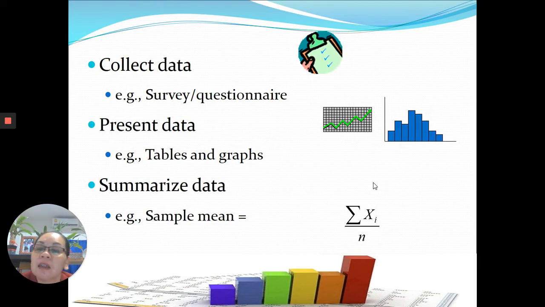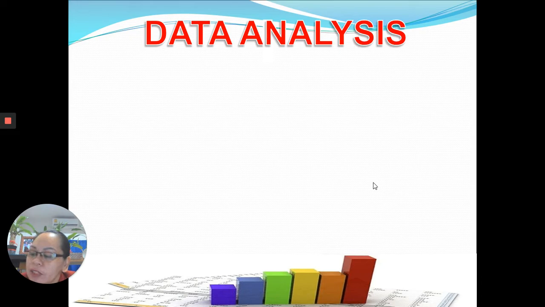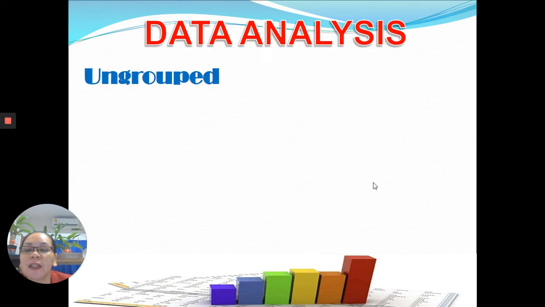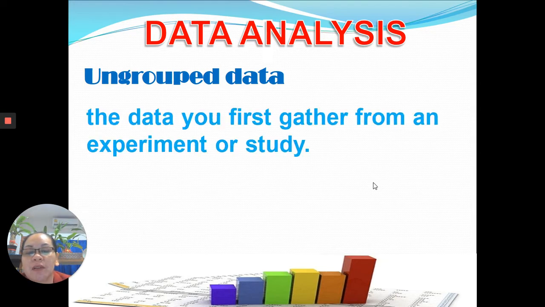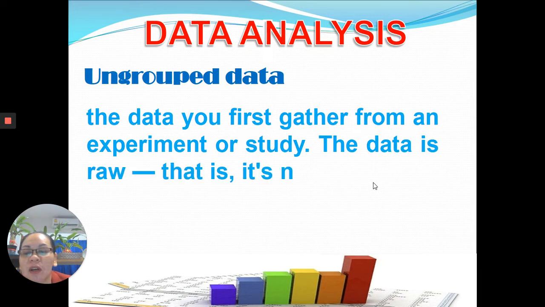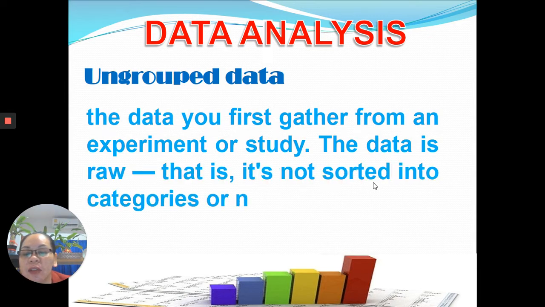And then let's have data analysis. In data analysis, we take into consideration two types of data: ungrouped data and grouped data. So, what are ungrouped data? These are data you first gathered from an experiment or study. The data is raw, that is, it's not sorted into categories or not classified.